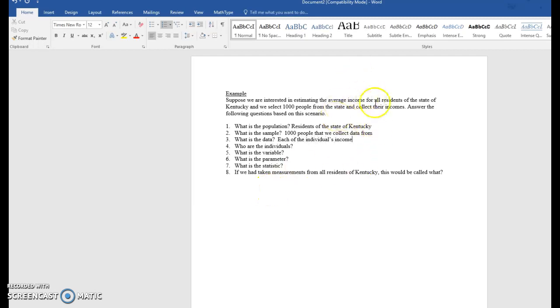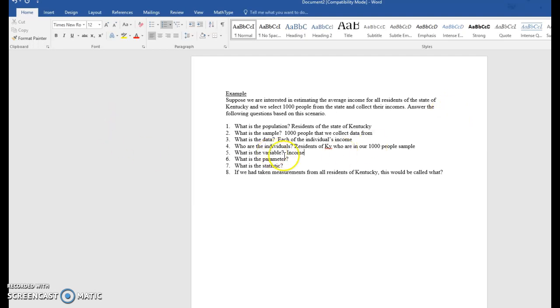Who are the individuals? Well, these are 1,000 people from across the state of Kentucky. So these are residents of Kentucky who are in our 1,000 people sample. What is the variable? The variable is income.